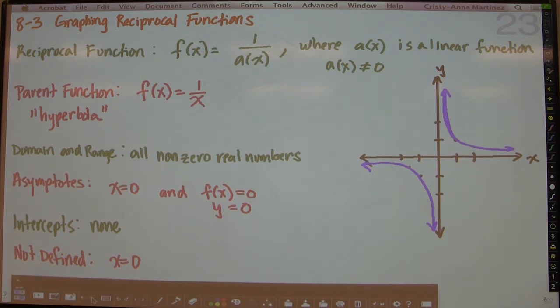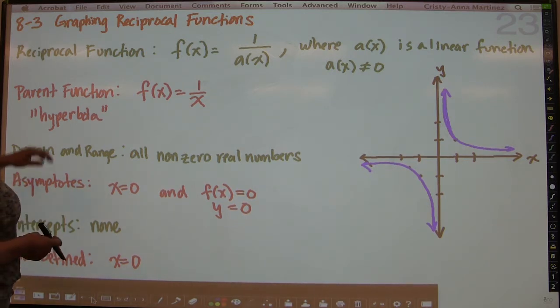And I'm pretty sure you guys know what a reciprocal is. It basically means that you flip over a number. For example, the reciprocal of 2 is 1/2. The reciprocal of 1/2 is 2. So in this case, we're reciprocating a function.